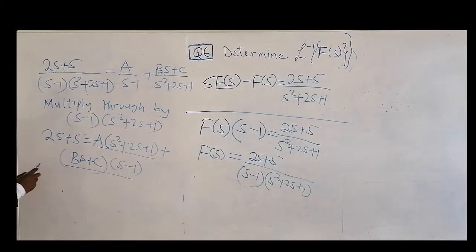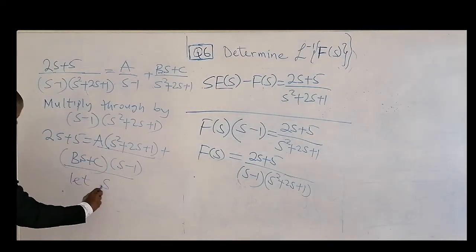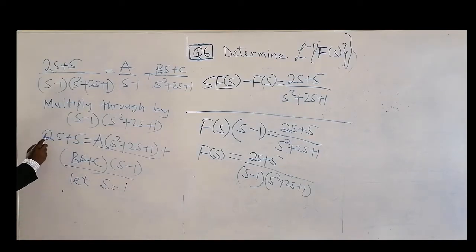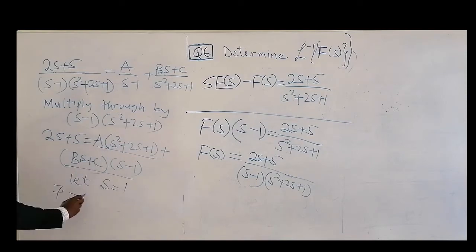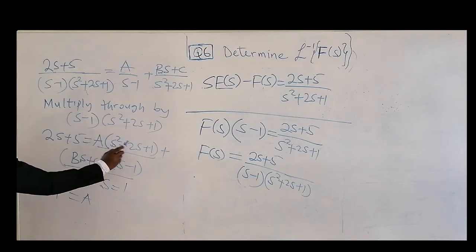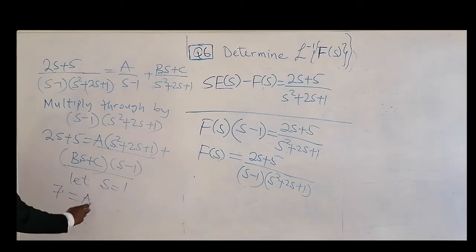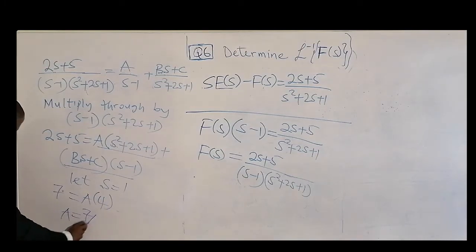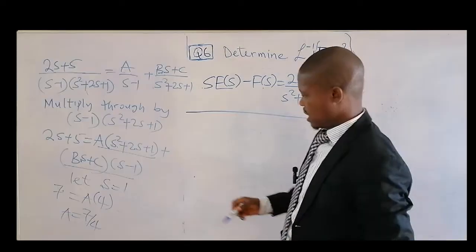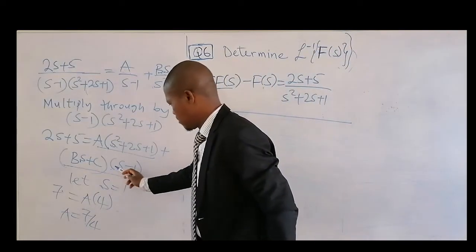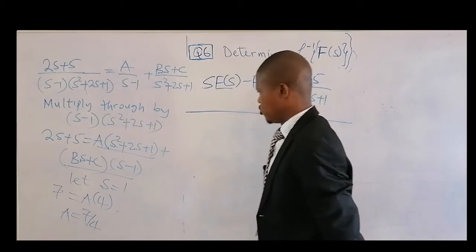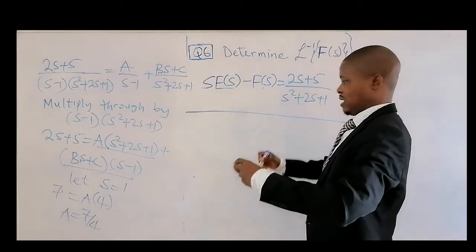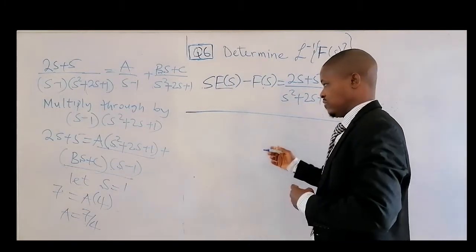Let x be equal to 1. Then we have 2 times 1 plus 5, that's 7, equal to 1 plus 2 plus 1, that's 4. So A is 7 over 4. We can substitute again for x, but what we can do is expand and begin to equate the coefficients.